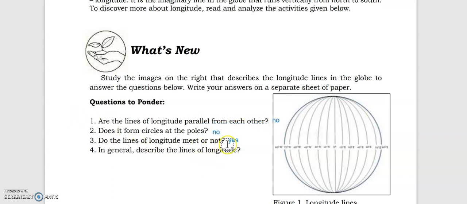Does the lines of longitude meet or not? They meet at the poles. In general, describe the lines of longitude. So in describing, you just reiterate the terms here. That the lines of longitude are not parallel, they do not form circles, and they meet at the poles. That's how you are going to describe the longitude.